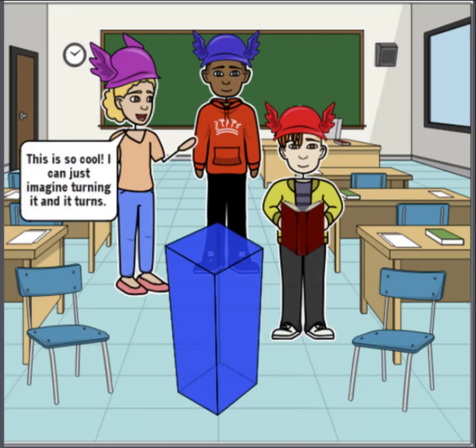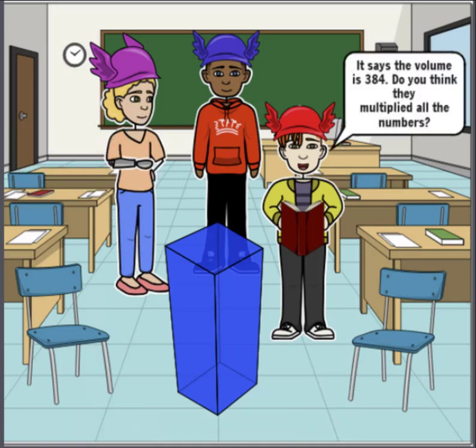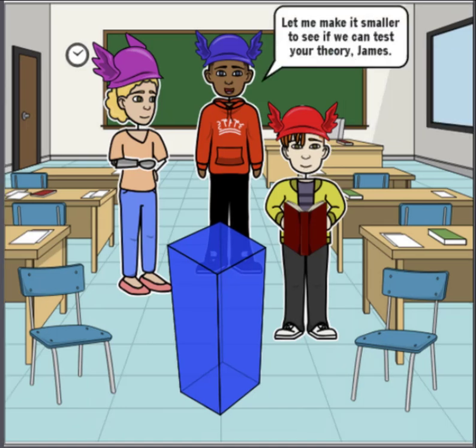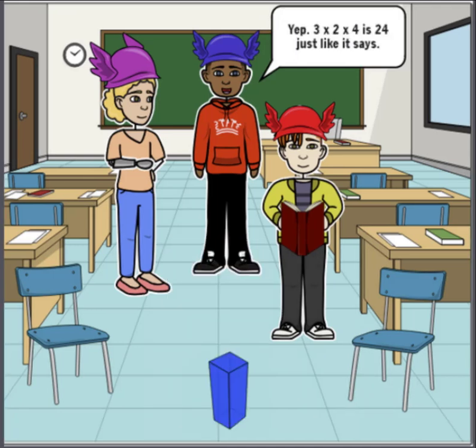Got it. This is so cool. I can just imagine turning it and it turns. It says the volume is 384. Do you think they multiplied all the numbers? Let me make it smaller to see if we can test your theory, James. Yep. 3 by 2 by 4 is 24, just like it says.